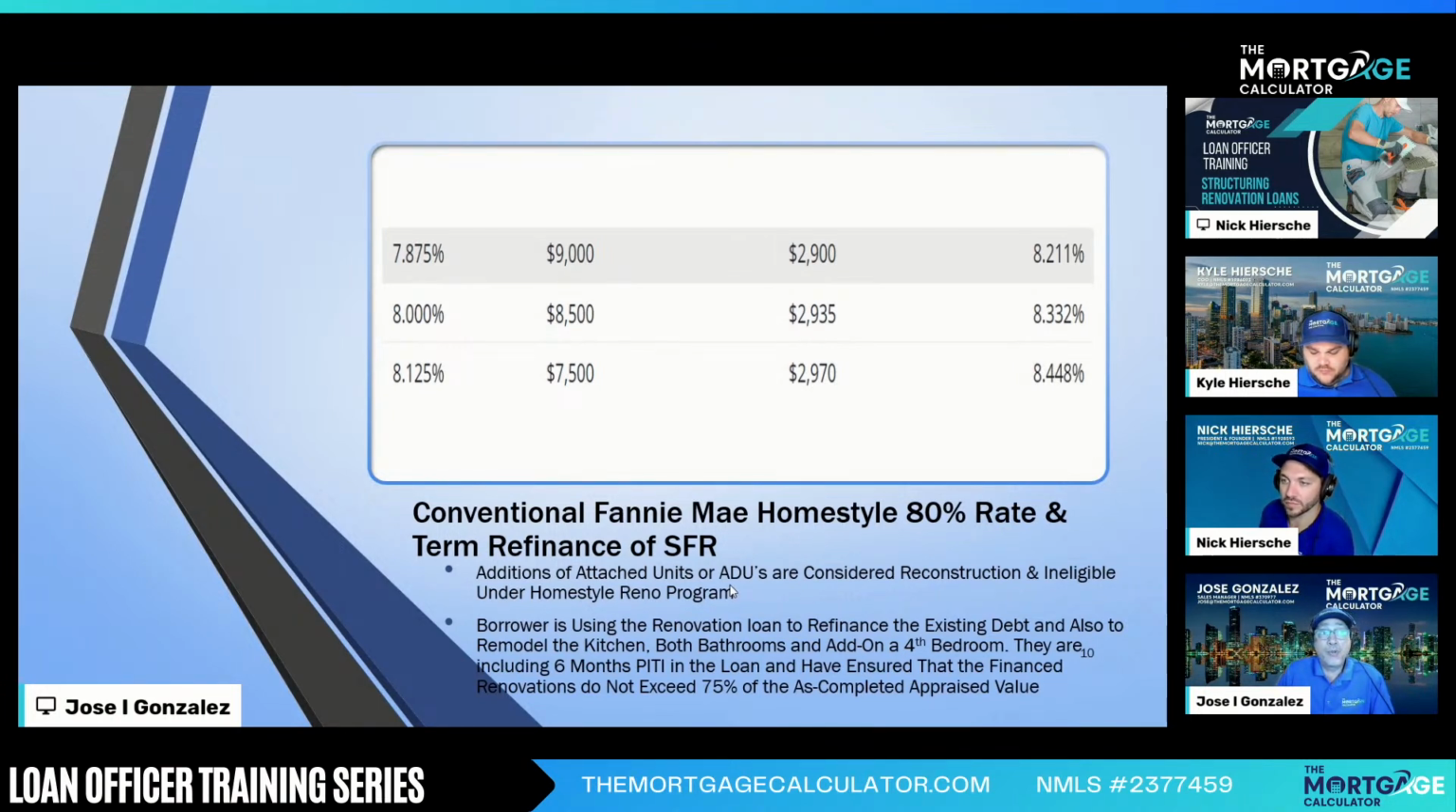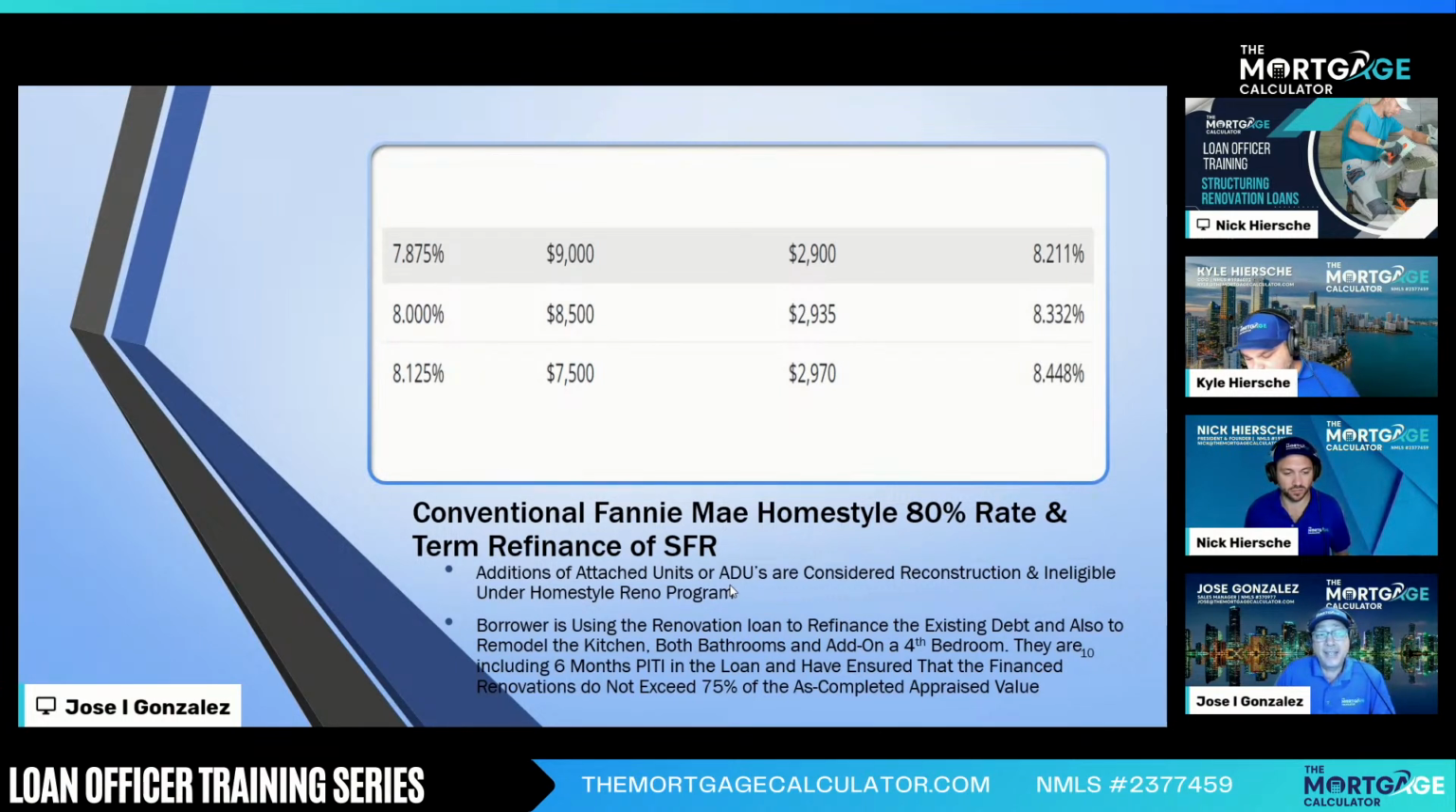Now, very important to note here, my first bullet point there, right? Contrary to what I just said for Freddie Mac, for Fannie Mae, additions of attached units or ADUs are considered reconstruction and ineligible under the HomeStyle renovation program. So if your borrower, again, is looking for the ADU, you got to look for Freddie Mac and not Fannie Mae. In our example here, we have our borrower using this renovation loan to obviously refinance the existing debt and also remodel the kitchen, both bathrooms, add on a fourth bedroom. You can do all these kinds of things.